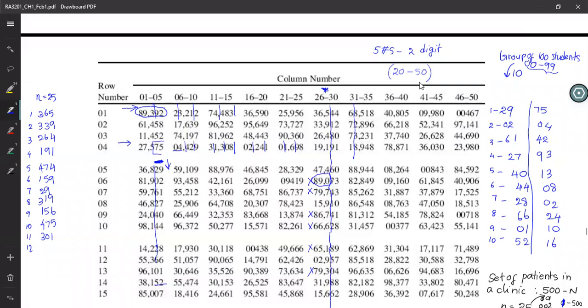My starting point is, let's say, the 10th row, this one. 10th row starting from 98, 14 and so on. Okay, so this one. 2 digits from left to right, 10th row. Can you pick me 5 random numbers of 2 digits in the range 20 to 50? Okay, so start doing it and give me the answers.